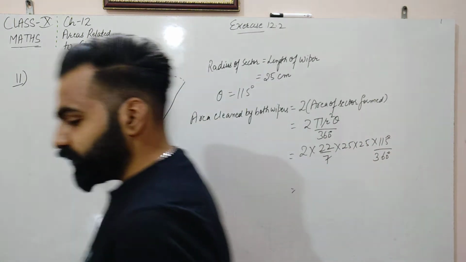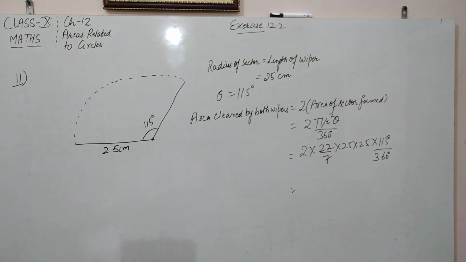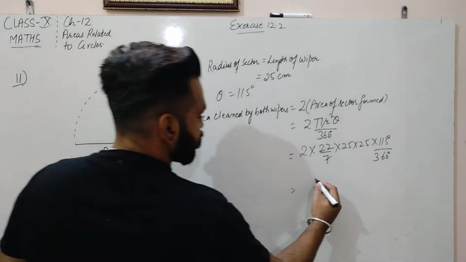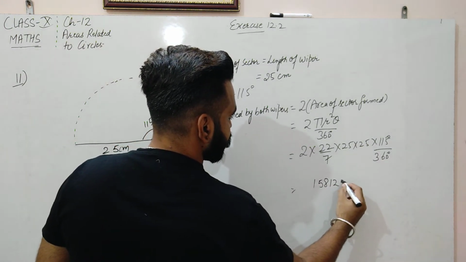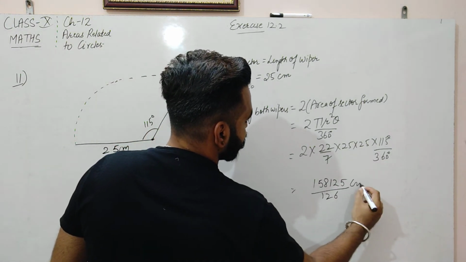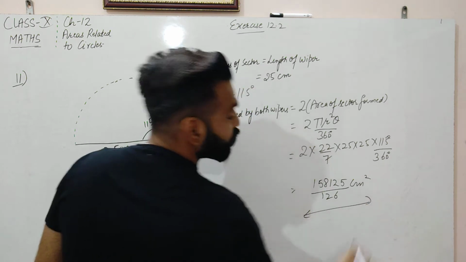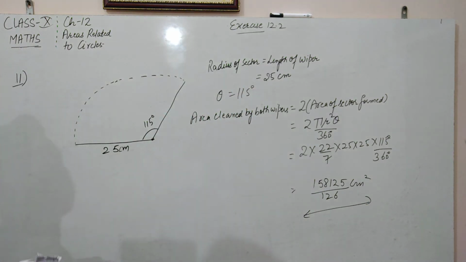So we need to simplify our answer now. So the answer will be equal to 158125 divided by 126 centimeter square. So this is the total area cleaned by both the wipers. This was question number 11.